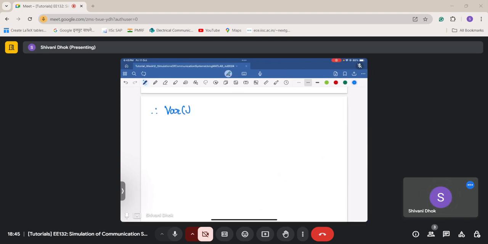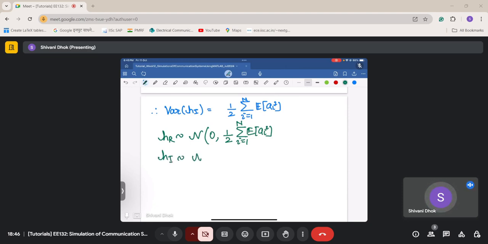So the variance of H_I comes out to be equal to half of the summation i equal to 1 to n of the expectation of A_i square. So what we have till now is that H_R is Gaussian with 0 mean and variance half of the summation i equal to 1 to n of the expectation of A_i square, and H_I is again Gaussian with 0 mean and half of the summation i equal to 1 to n of the expectation of A_i square.